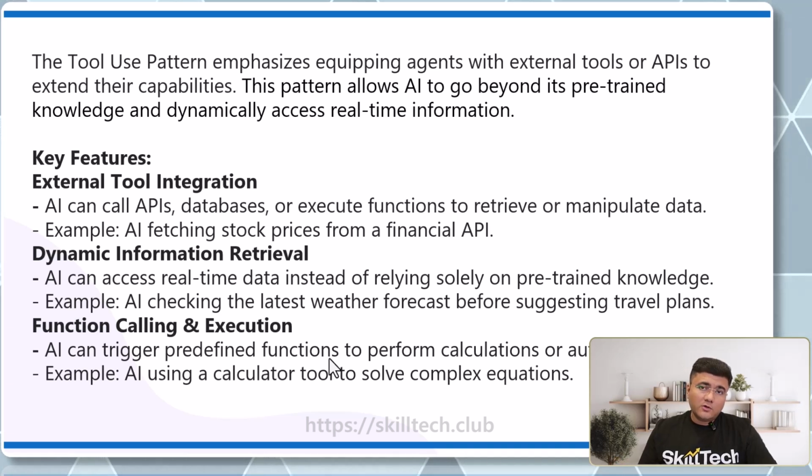Or you can also use Semantic Kernel, and using Semantic Kernel, you can associate plugin functions with the existing logic of your agent. We have done both of these videos, which are available on our YouTube channel or on our skilltech.club website, and I'm sure you're going to check them out. You can perform calculations or you can automate tasks. Some examples are AI using a calculator tool or solving some complex equations.